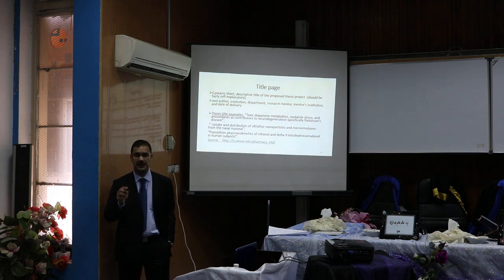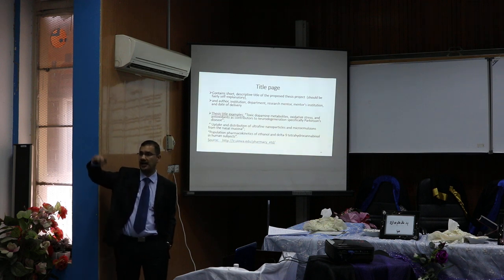Title page. It should be specific, but not very long. For example, here: toxic dopamine metabolites, oxidative stress, and antioxidants as contributions to neurodegeneration, specifically Parkinson's disease. These three titles are from the University of Iowa, and I already published this link for you guys. You can go here and find free downloads of theses and dissertations from the University of Iowa College of Pharmacy. It's really helpful and updated; they already published fall 2017. Go ahead and take a look at those dissertations. You may get ideas, and at least you will understand how to organize your thesis.